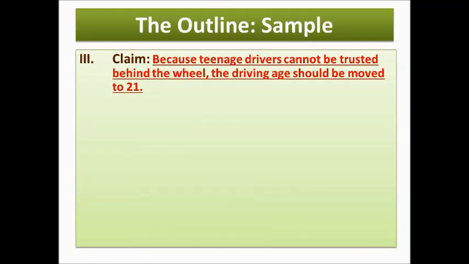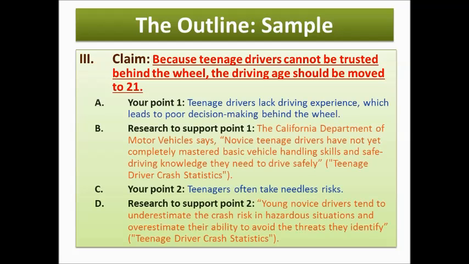Roman numeral 3 is where we state our claim. Because teenage drivers cannot be trusted behind the wheel, the driving age should be moved to 21. You'll recall that this is the same claim that we used in our introductory paragraph in this assignment as well as in 5.07. My point 1 belongs in Roman numeral 3, item A. Teenage drivers lack driving experience, which leads to poor decision-making behind the wheel.